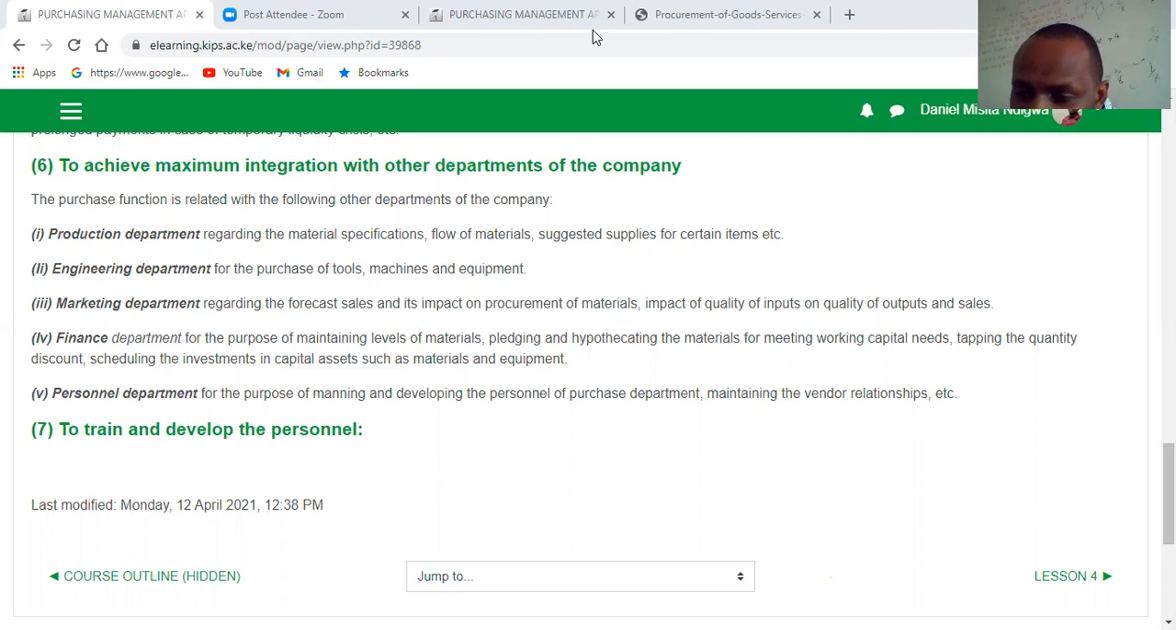Is that okay? Yes, but I have a question. Why are you hiding notes? I'm not hiding. Like which one? Course outline. To hide course outline?